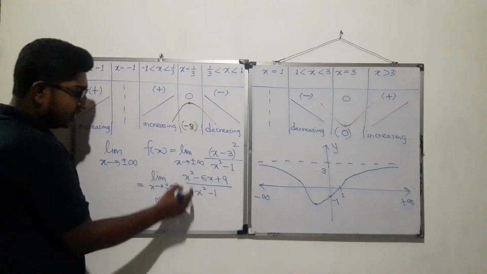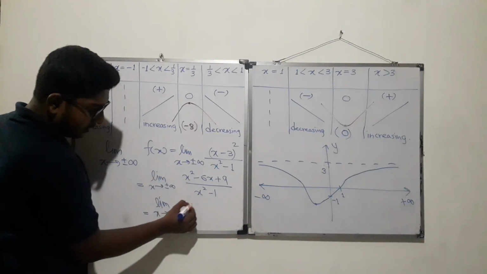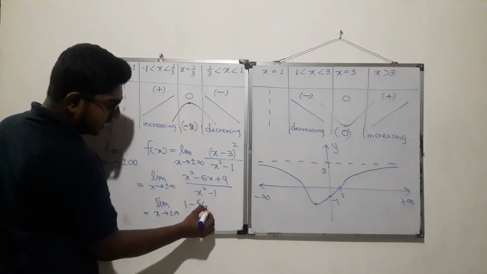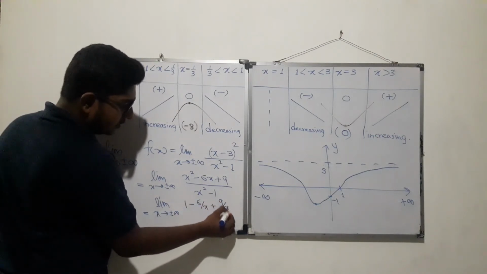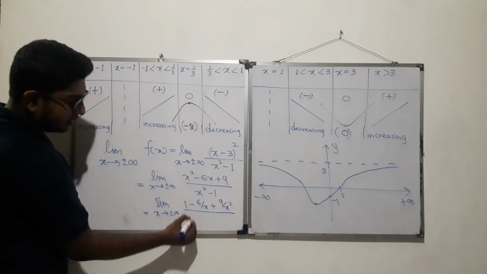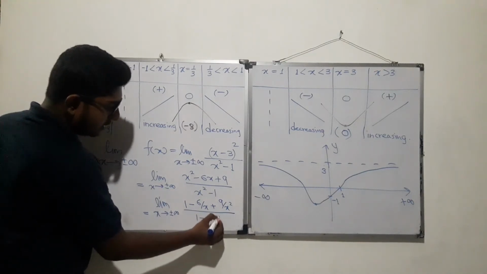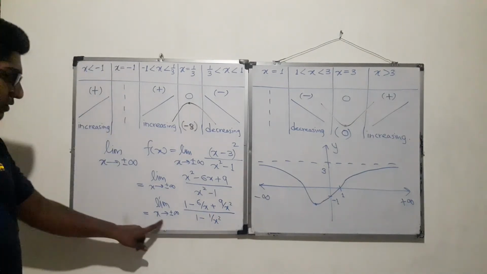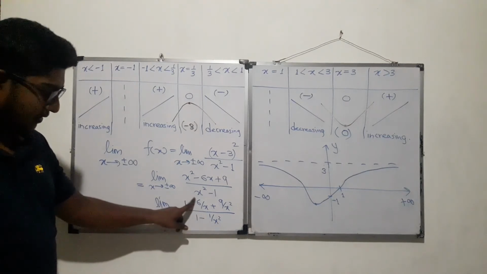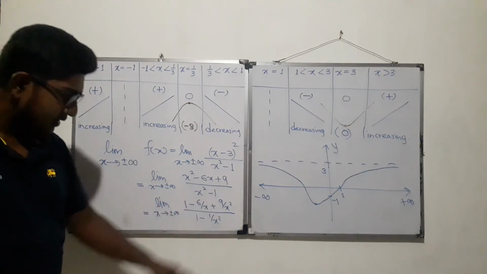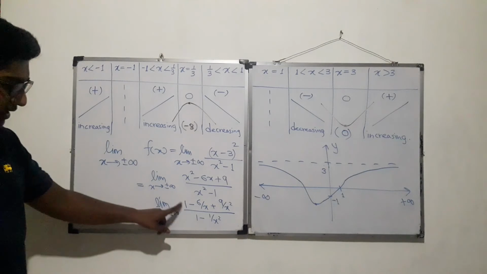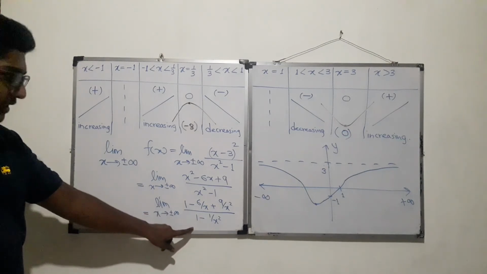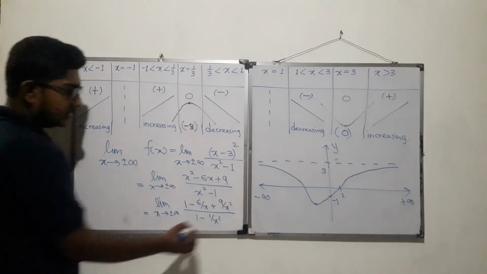So when you divide these terms, you get 1 minus 6 over x plus 9 over x squared. Here you have 1 minus 1 over x squared. So when you substitute infinity for x, you can see all these terms become 0. We are left with 1 and 1 in the denominator. So 1 divided by 1 is 1.